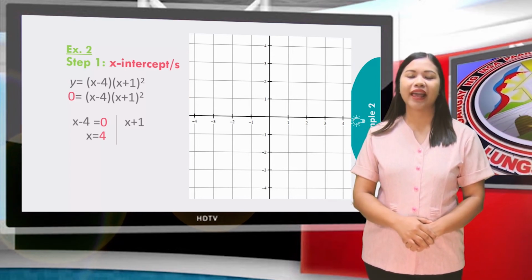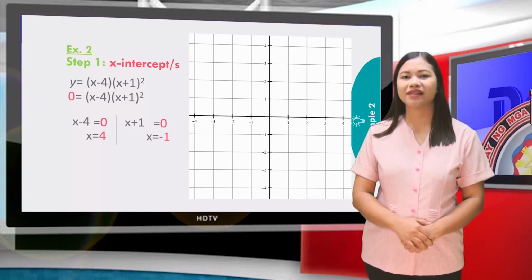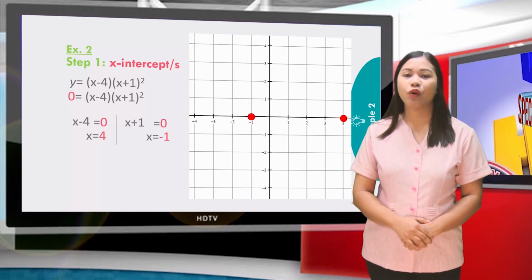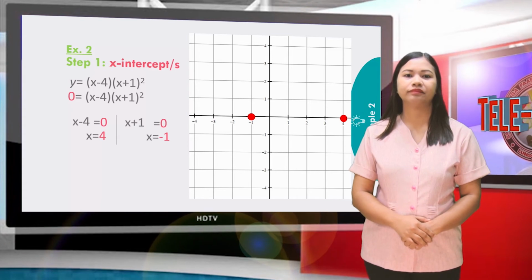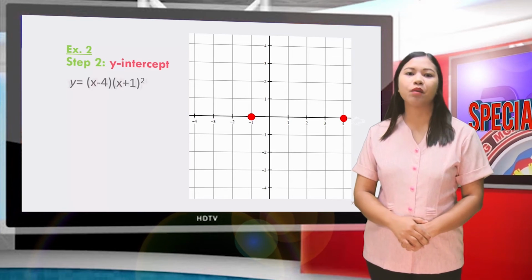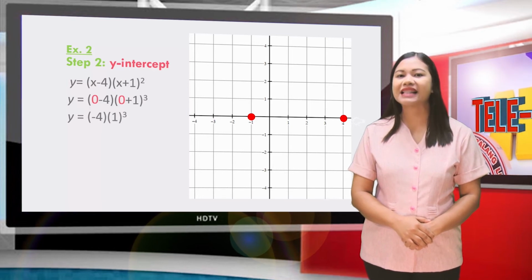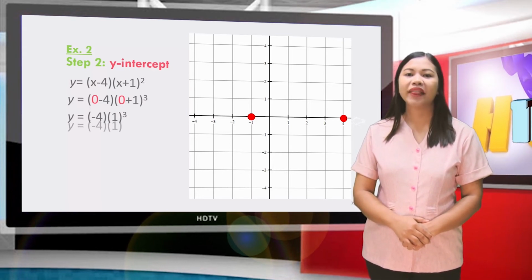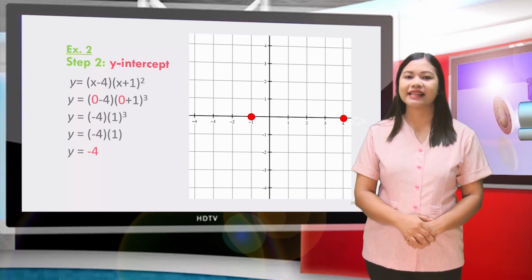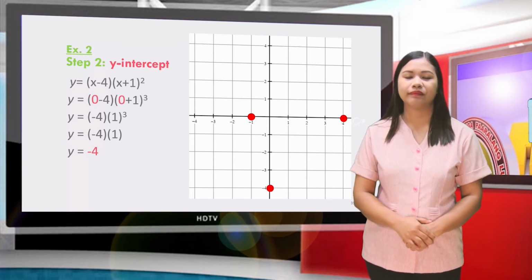Get the second factor and equate it to 0. Solving for the value of x, we have x equals negative 1. So, the x-intercepts are 4 and negative 1. Step 2 is to find the y-intercept by letting x be equal to 0. Then 0 minus 4 is negative 4, and 0 plus 1 is 1. 1 squared is 1. And negative 4 times 1 is negative 4. So the y-intercept is negative 4.